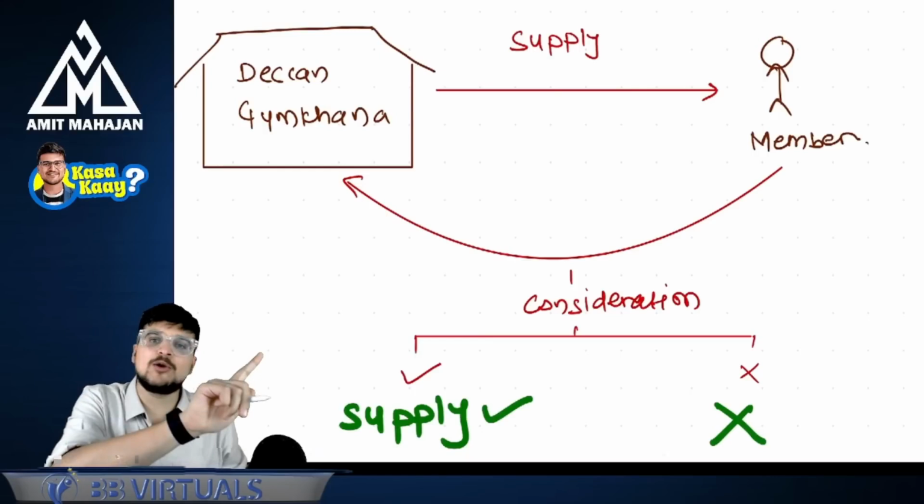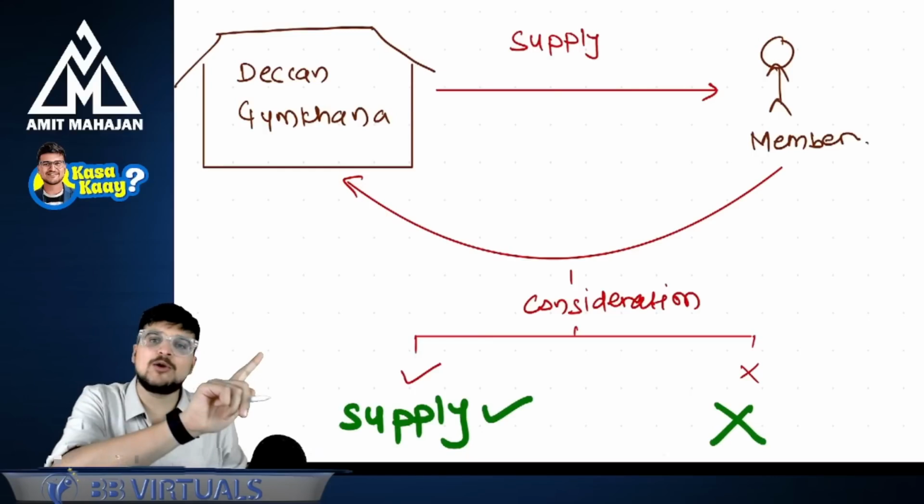Understanding? So this is done. T is done and I is done. Now we need to do R and P. What is the meaning of R? Any transaction between two related parties will be considered as deemed supply.